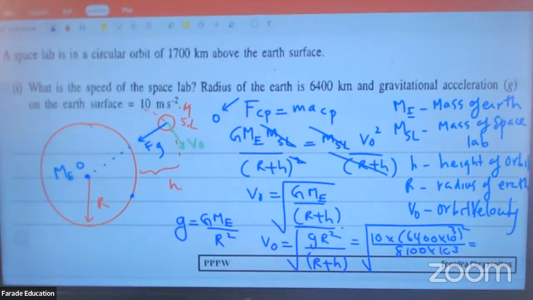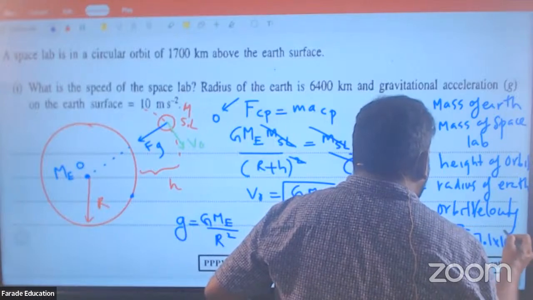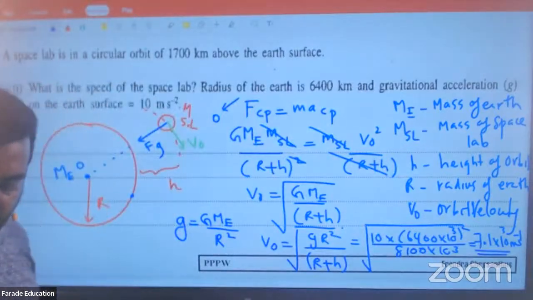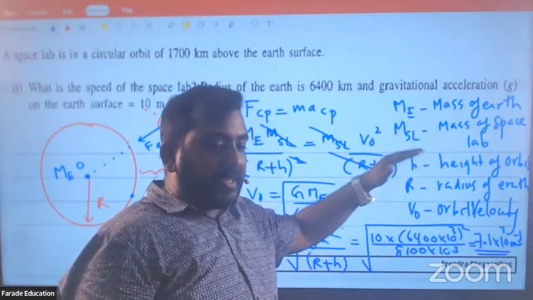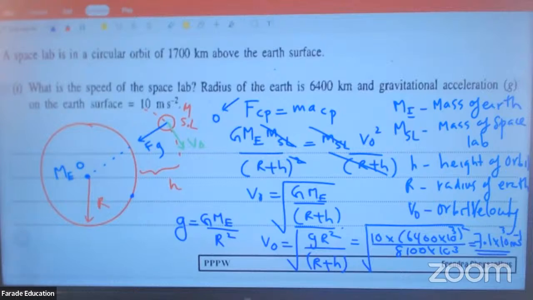If you simplify this, you will get the velocity 7.1 times 10 to the power 3 meters per second. 7,100 meters per second. I think up to 7 or 7.2 also accepted. Remember, the key thing is drawing the diagram. Make sure you define the terms. After defining the terms, you write the equation. These are important for you.